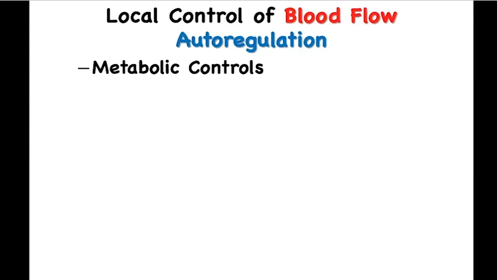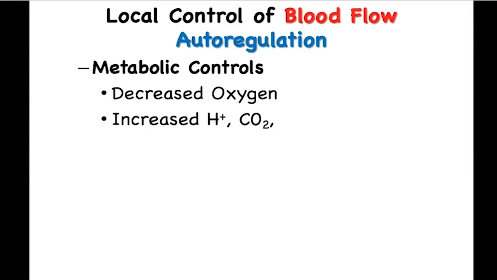Therefore, in metabolically active tissues, carbon dioxide levels will be elevated. Recall that carbon dioxide reacts with water to produce carbonic acid, which then dissociates into hydrogen ions and bicarbonate ions. An increase in hydrogen ions will also decrease the pH. So let's look at what will trigger the precapillary sphincters to open and the arterioles to vasodilate. It will be decreased oxygen, increased hydrogen ions, and an increase in carbon dioxide levels.